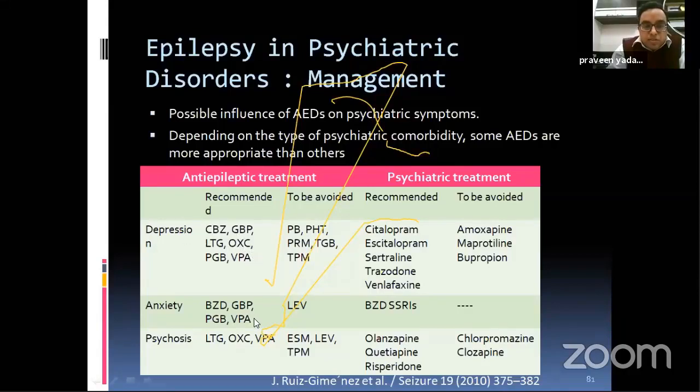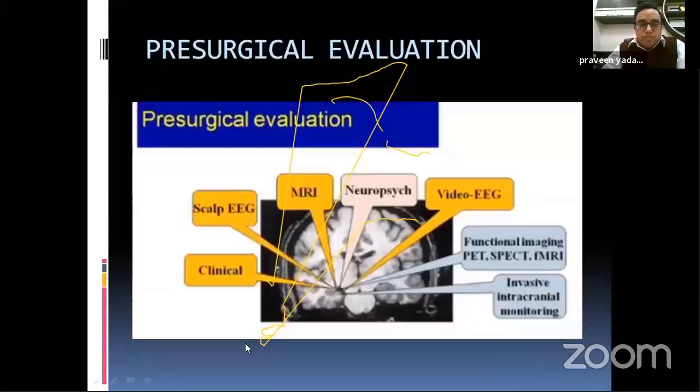In anxiety patients, you should avoid levetiracetam, which may worsen the anxiety, and it is better to use benzodiazepine, sodium valproate, etc. In psychosis patients, again avoid levetiracetam and topiramate because they may worsen the psychosis. Similarly, in psychosis patients, you should not use clozapine or chlorpromazine because they may precipitate the seizures. So that has to be taken care of. In psychosis, lamotrigine, valproate and oxcarbazepine will be the drugs of choice.